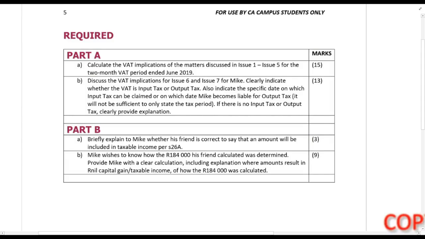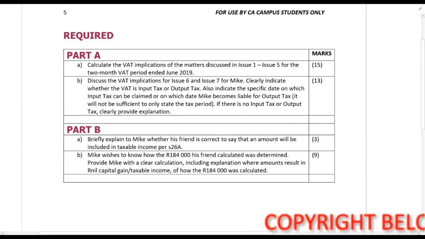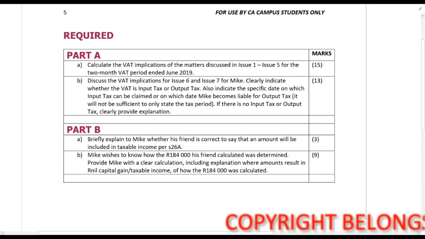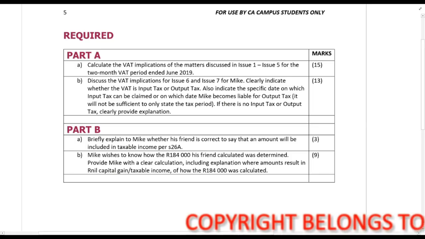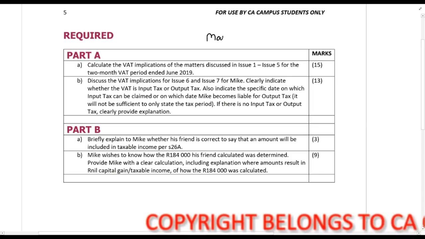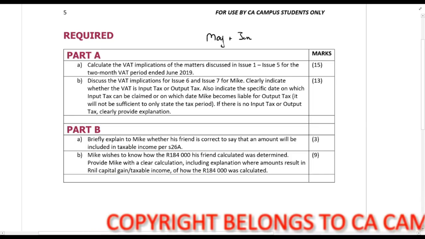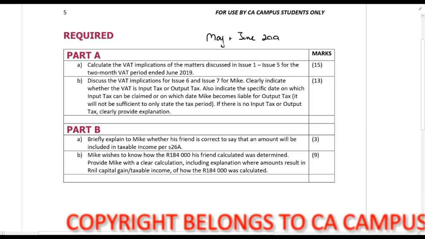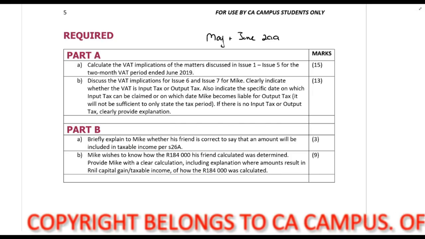Let's look at the required Part A. Calculate the VAT implications of the matters discussed in Issues 1 to Issue 5 for the 2-month VAT period ended June 2019. So this is for May plus June 2019.